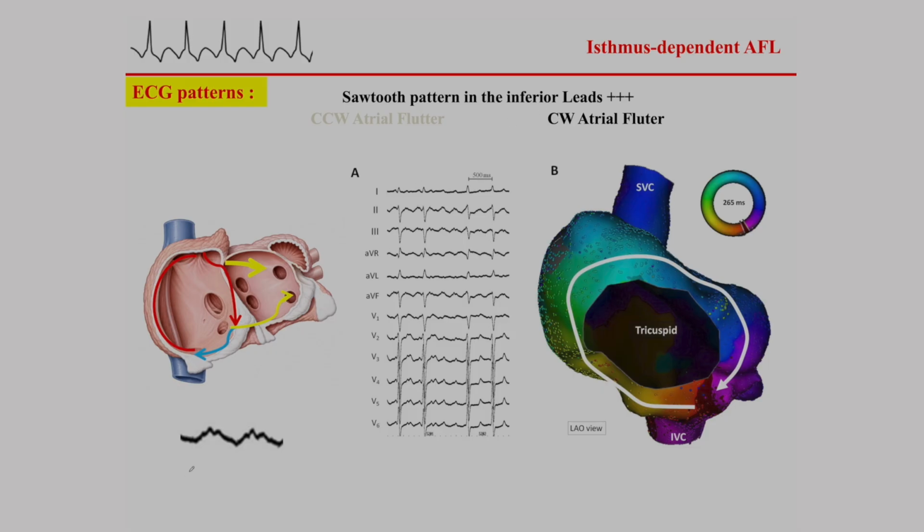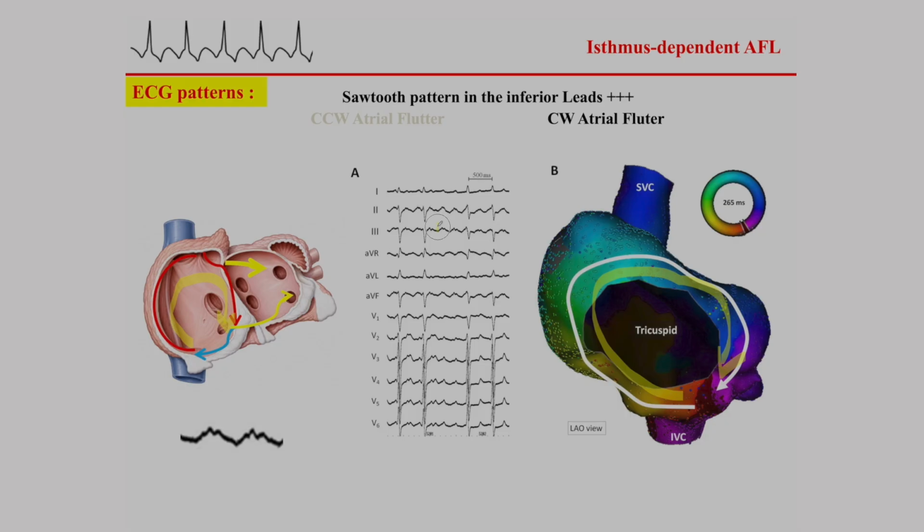So here we have the example of the clockwise atrial flutter. We have the same anatomical circuit, as you see, with septal descending activation and ascending activation of the lateral wall. So in the ECG, we have a positive deflection in the inferior leads and a negative one in V1. As you see with the high density activation map, the color code shows a clockwise activation from red to purple. Here we have a clockwise activation around the tricuspid valve.